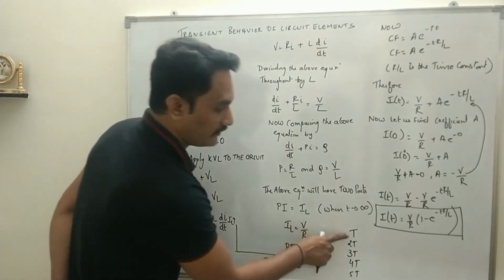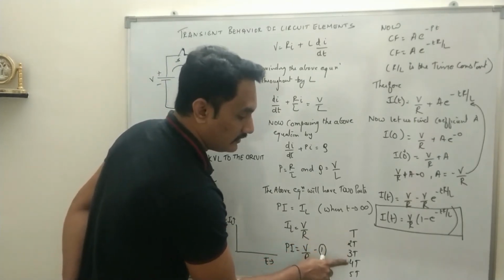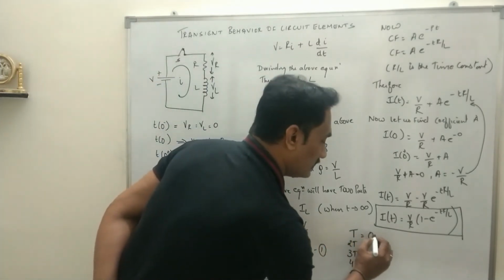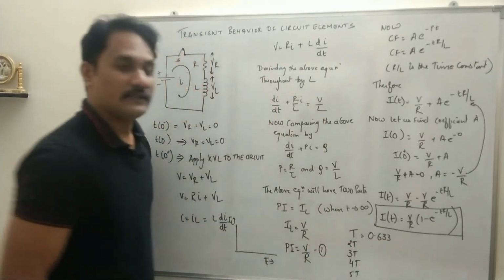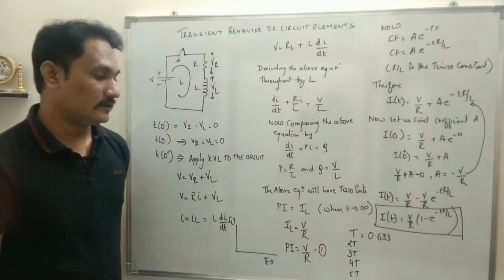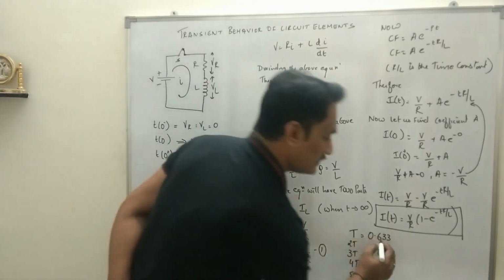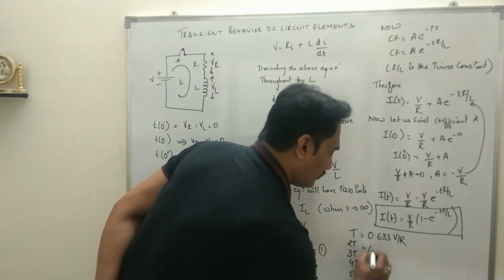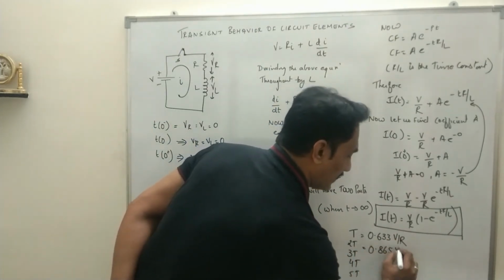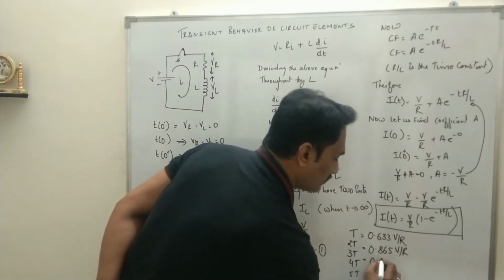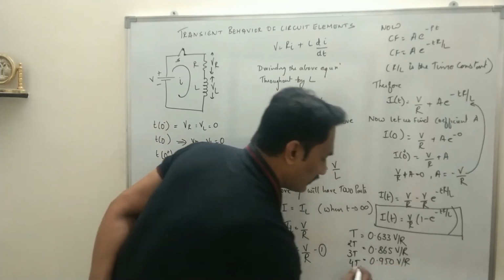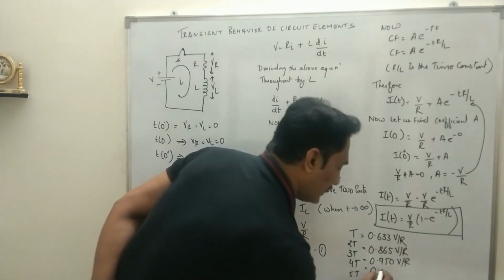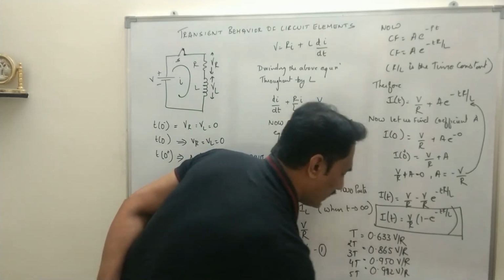Okay, so at different intervals of time t, 2t, 3t, 4t, 5t, if you substitute the value, what you are going to get is, at time t, that is at 1t, the value 0.632 V upon R. Next, at 2t, you can substitute the value and you can check, 0.865 V upon R. The next is 0.950 V upon R. At 4t, this will be 0.982 V upon R, and this is 0.993 V upon R.